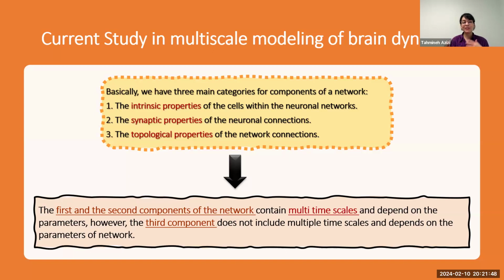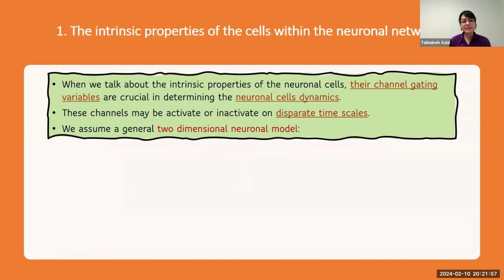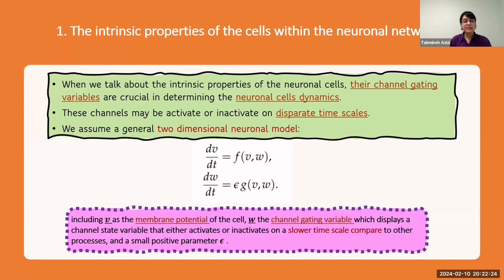So we are now talking about a network of neurons that communicate together to perform a certain task. For the first one, the intrinsic properties of the neuron cell, we need to include the channel gating variables, which are very important to describe the neural cell dynamics. These channels may activate or inactivate on disparate time scales. We also assume a general two-dimensional neural model for the first part, where V is the membrane potential and W is the channel gating variable, which represents the channel state.